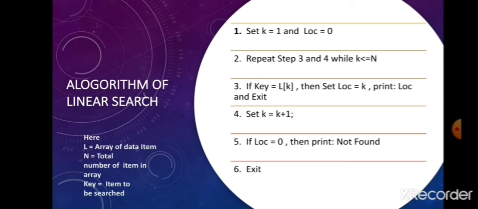Then what is the third step? In the third step, it will check whether the number I am searching for matches the data in the array or not. If it matches, then it will set the location to the index where the data was and will exit. If it doesn't match, then the array index will be incremented. And after that, if I didn't find the element that I want to search, then the location will be 0, and if location is 0, then it will print not found and will exit.